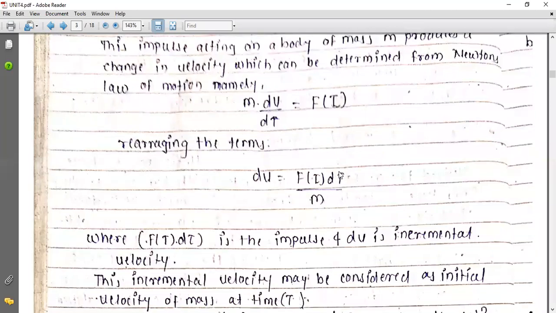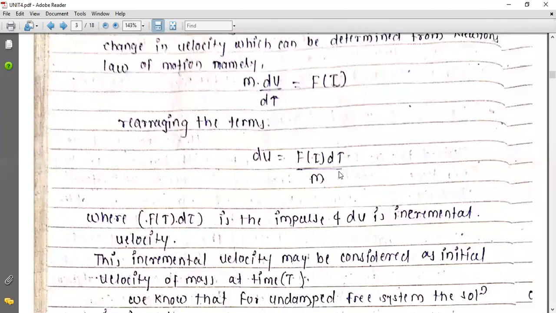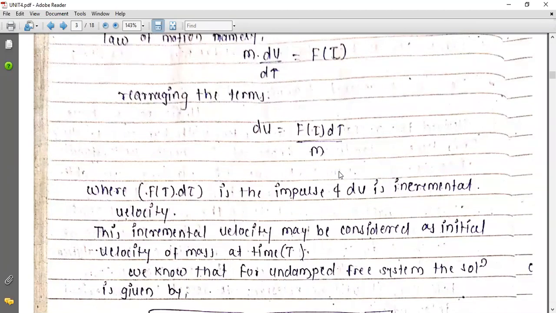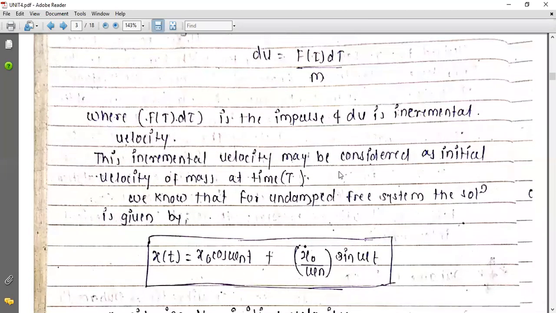The incremental velocity may be considered as the initial velocity of mass at time t. So we know the undamped free vibration system, the solution, what is our undamped free vibration system? So based on this, we'll calculate the response. Already we have solved the derivation for the undamped free vibration system. So from that we'll get x of t is equal to x naught cos omega n t plus x dot naught divided by omega n into sine of omega n t. So considering the initial velocity, x dot naught is equal to F of tau into d tau divided by m.